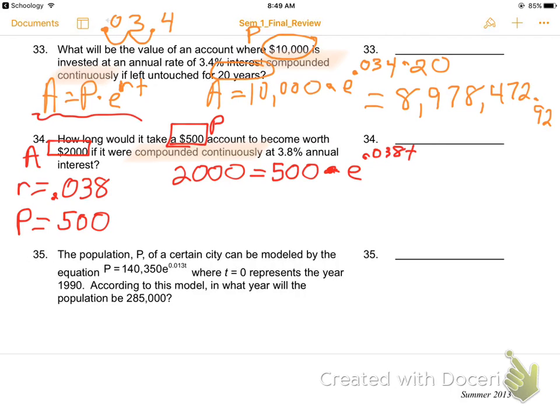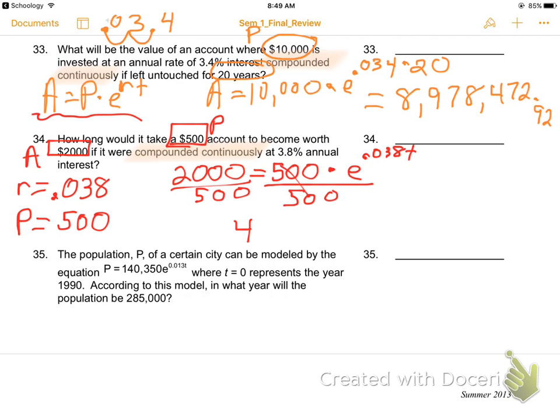Now, this is very similar to solving equations like we did in the last video, okay? Because in the last video, we solved when the variable was in the exponent. And I took the log of each side, or the natural log. I can't do that yet because I have this 500 attached to E, which is being raised to the power. So I have to divide each side by 500 first.